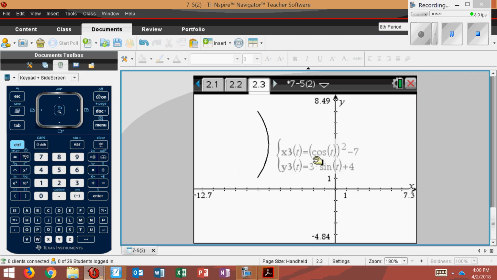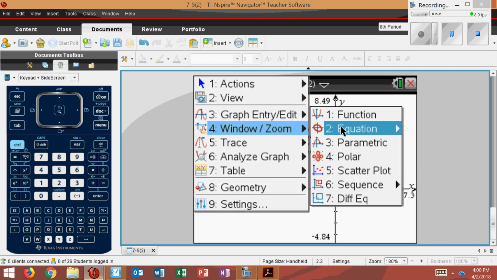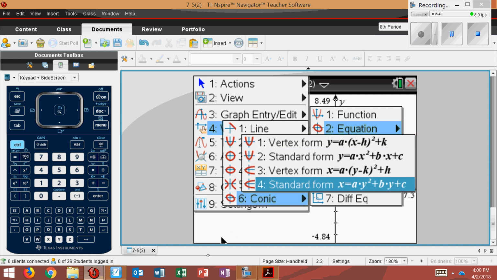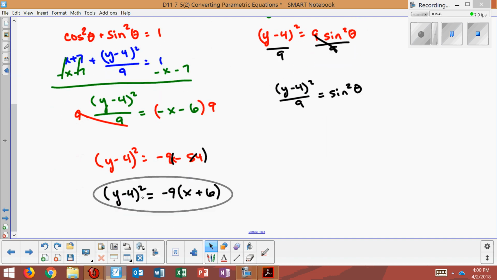It looks like a horizontal parabola. So to check it, we're going to go graph entry, equation, parabola, and we are in vertex form. That's the form we have for our answer down here. It's a vertex, or that's not even vertex form, I'm sorry.